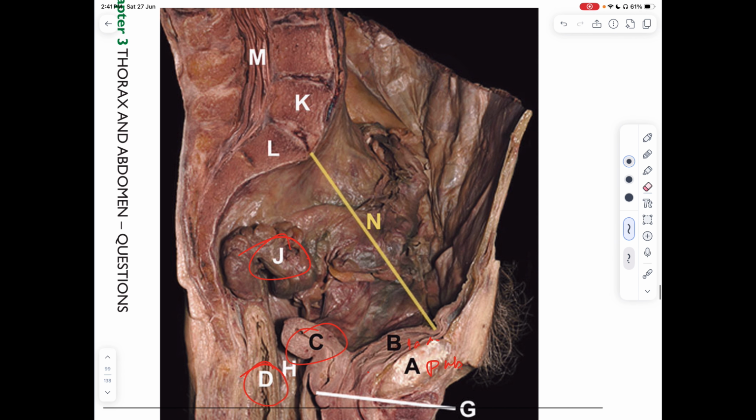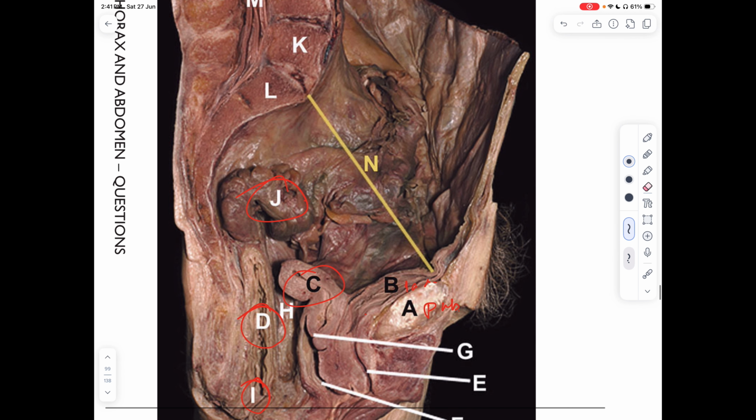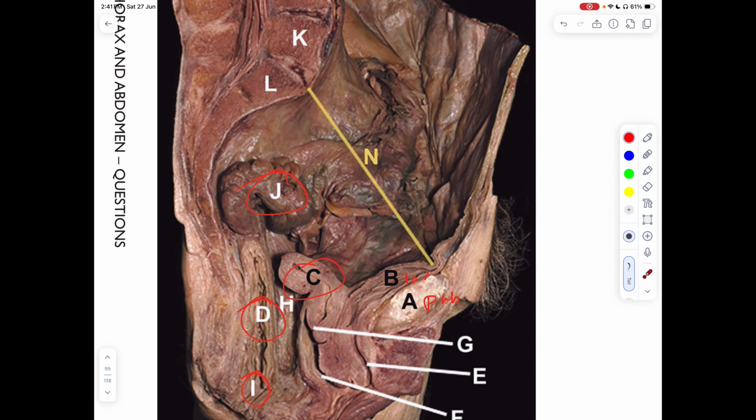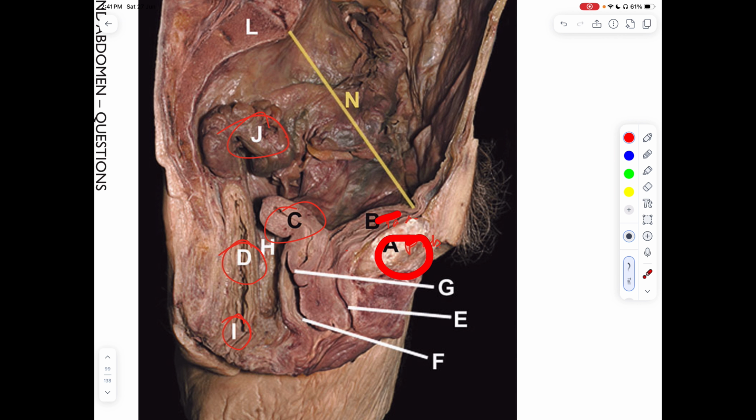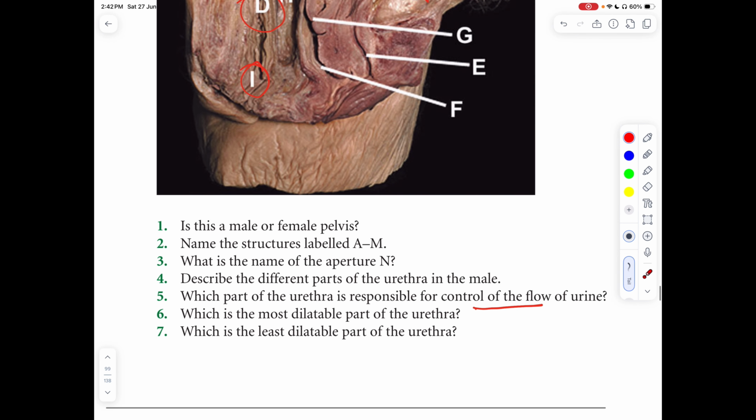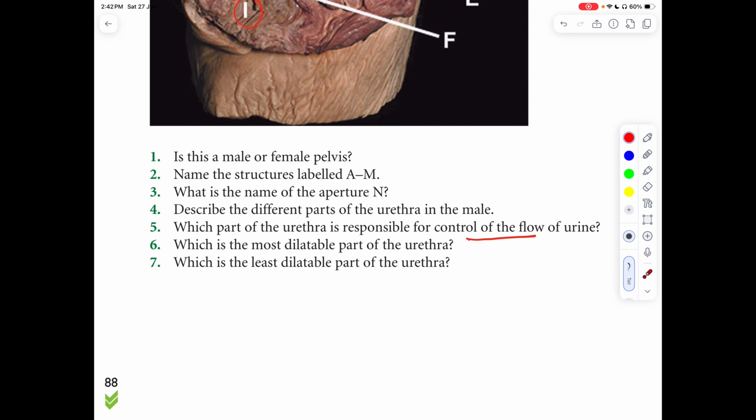So this is a picture showing the female pelvis. This is showing the pelvic inlet. Then this is the sacral promontory. Inside is the lumbar vertebra, L5 vertebra, S1 vertebra. This one is the pubic symphysis. You get the urinary bladder, and this is the urethra. Then you see this is the uterus, cervix, and this is the vaginal opening. This one is the sigmoid colon, this is the rectum, and this one is the anal canal. Name the structures. What is the name of the aperture? It is the pelvic inlet.